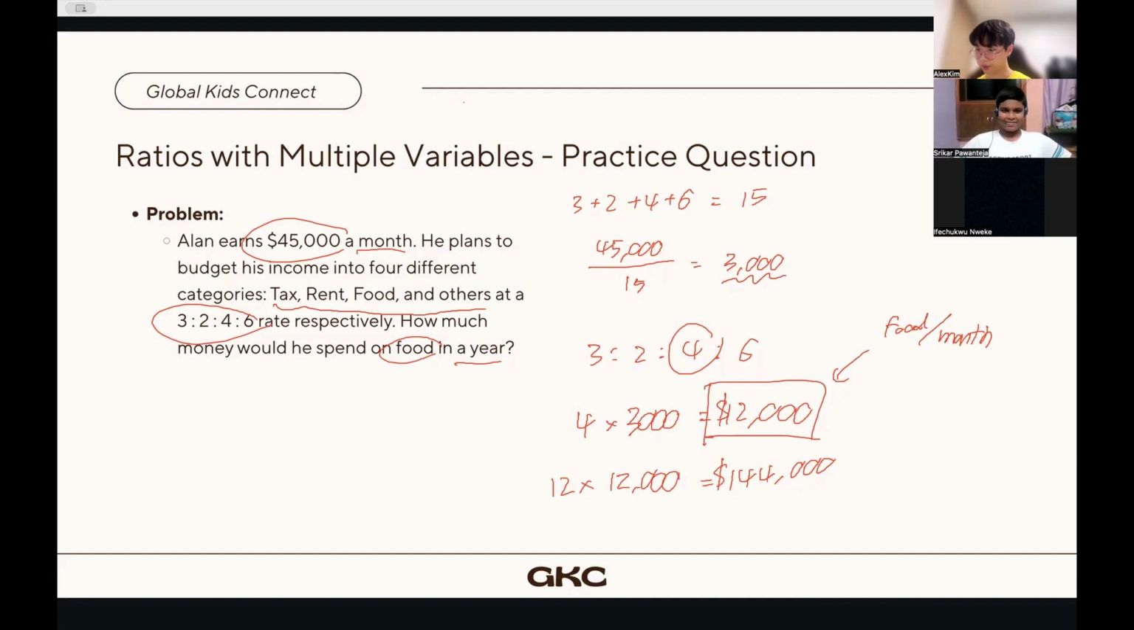So the actual final answer would be not this top one, but the bottom one here: $144,000 on food per year. And so, yeah, I think today's class, not only regarding the actual topics of ratios, is a good lesson on always reading your questions carefully and also always double checking your solutions if you have time to do so. Before we move on, any questions for this one?